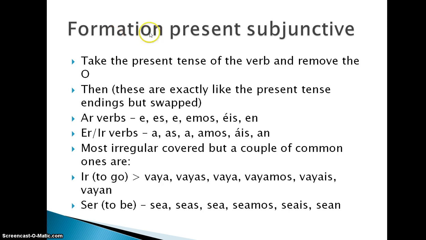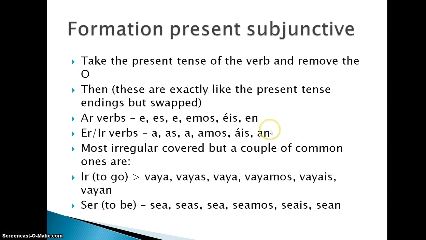But if you've got more common verbs like comer, como, take the O off, it becomes com, and then we add the endings. Now, if you know the present tense endings in Spanish, then these will look really familiar. It's just that they have swapped over. So these ones are more or less the ER verb endings, and these ones are the AR verb endings. So we have AR verbs. As I said, we take the O off, and then we add these ones: e, es, e, emos, éis, en. ER and IR verbs: a, as, a, amos, áis, an.